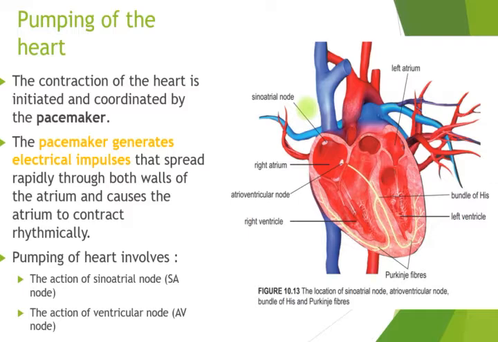I repeat, the structure starts from the sinoatrial node, which is the pacemaker that generates the impulse. Later we will discuss more about the pumping of the heart. The second structure is the atrioventricular node, and this is the bundle of His, and this is the Purkinje fiber. So these structures are very important in the pumping of the heart.